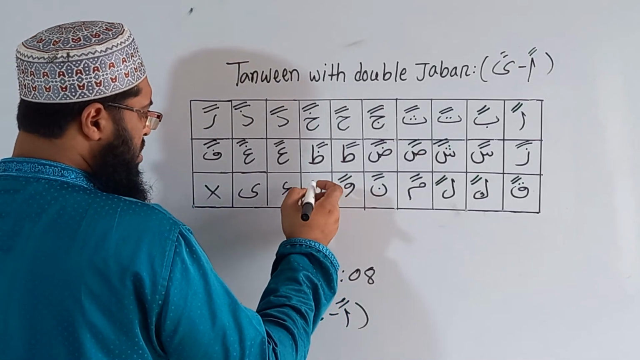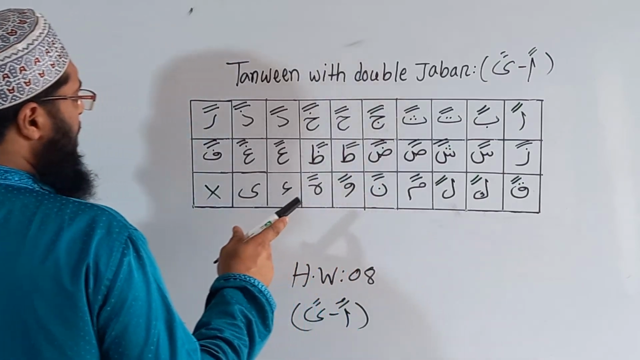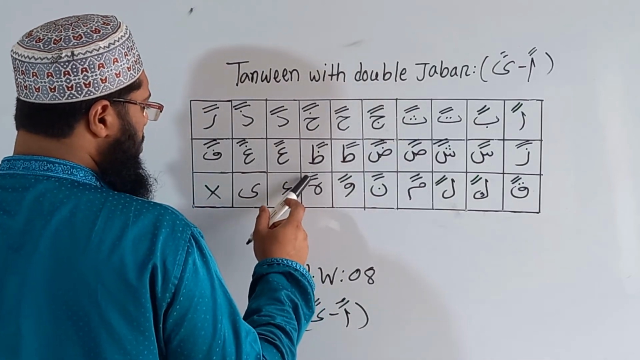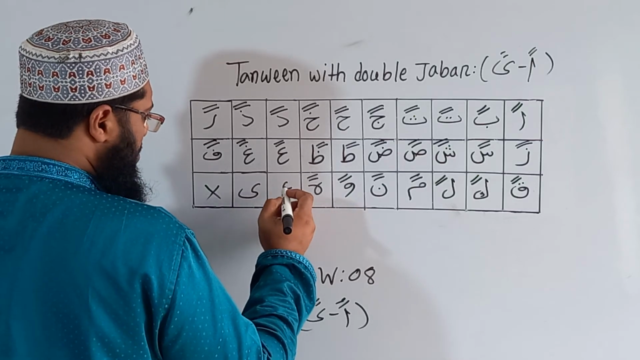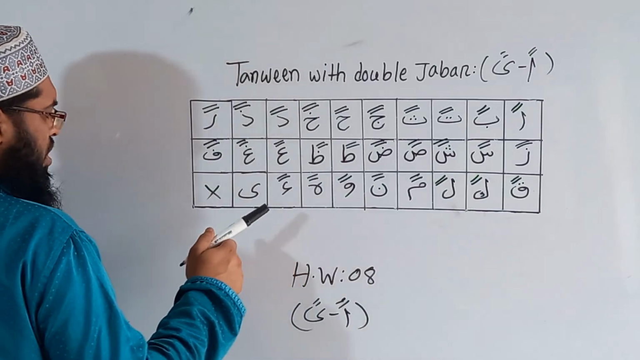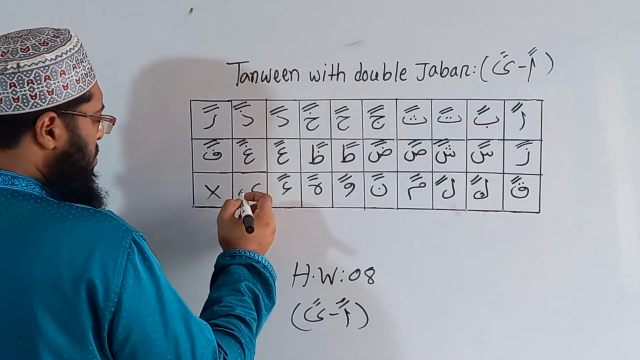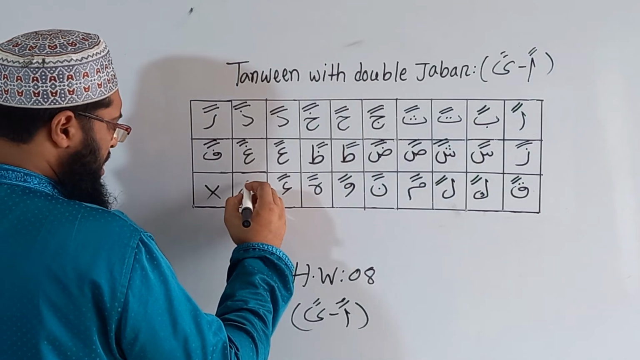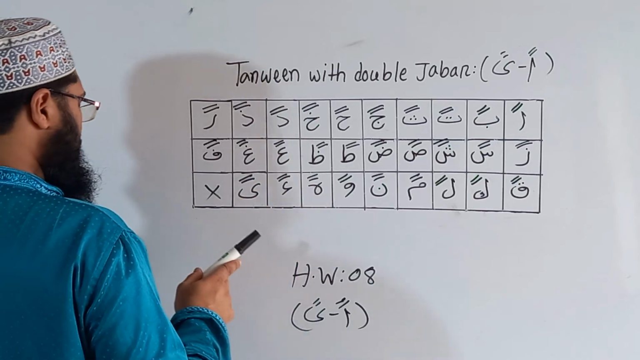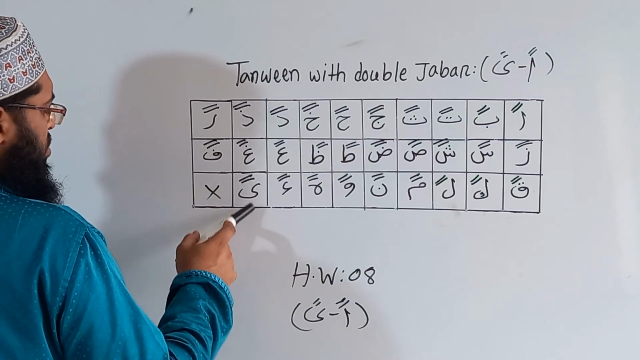And my dear students, this one is Ha. After giving double Jabar, you have to pronounce this one Ha dui Jabar han. Now my dear students, you know that this one is Hamza, and you have to pronounce this one Hamza dui Jabar an. And now at last this one is Ya, you know that. Now I am giving double Jabar over the Ya, and you have to pronounce this one Ya dui Jabar yan.